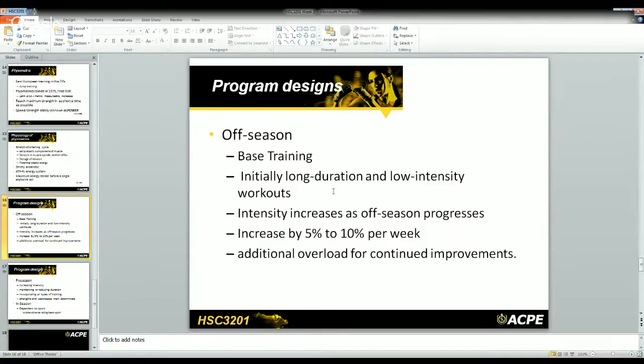So you're looking at long duration, low intensity workouts. But as each week goes by, you're going to increase that intensity. And you're looking at jumping it from 5 to 10%. So if you've got a 6-week to 8-week period, you might start at 5% and go from 60% to 65 to 70 to 75 to 80 to 85. And continued overload. If you don't overload, you're not going to get the continued improvements. And it's as simple as that.